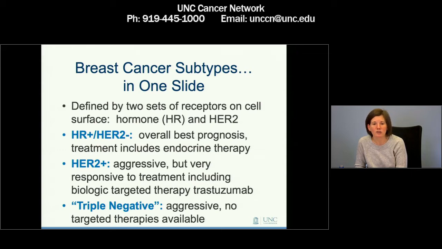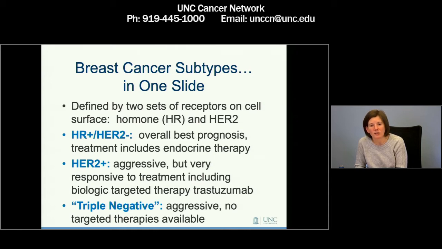In contrast, HER2 positive tumors, whether they also carry the hormone receptor or not, tend to be more aggressive, but fortunately in the last 15 to 20 years we've developed some very effective targeted therapies against the HER2 receptor that have really moved the needle significantly on the survival of this kind of breast cancer. The foundational treatment is a biologic targeted therapy called trastuzumab.